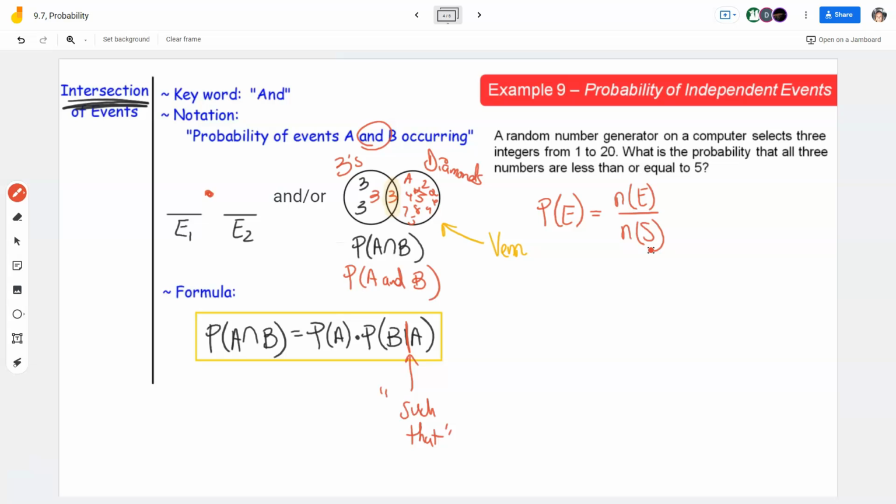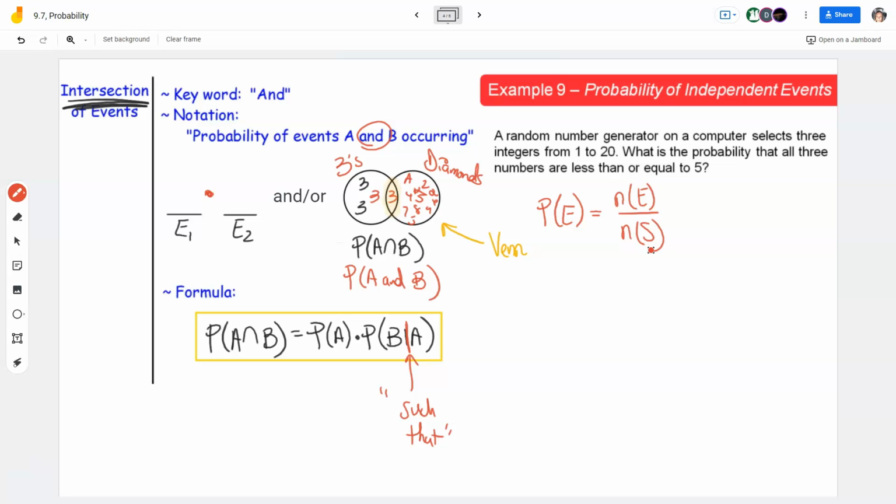Question though, what do you guys think? Do you think this would be a permutation or a combination? Because we have 20 numbers, we're choosing 3 of them, and we're trying to figure out the probability that all 3 numbers are less than or equal to 5. Combination? Yeah, because it doesn't matter the order of the numbers, as long as they are equal to 5, or less than.